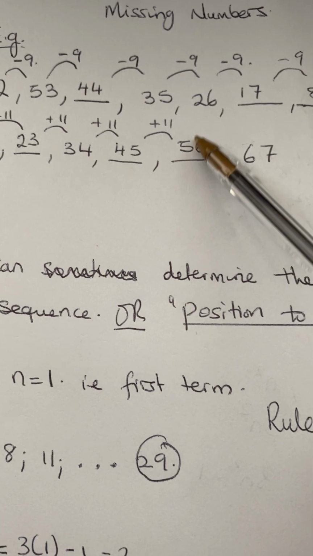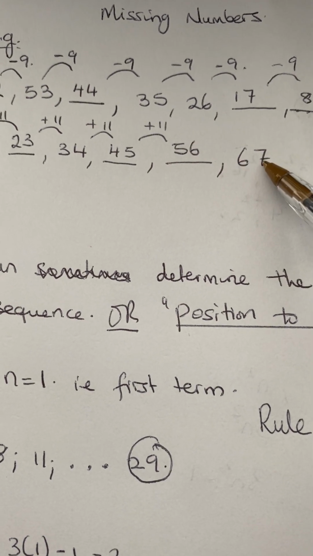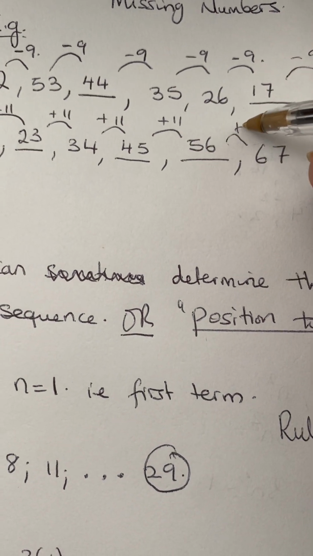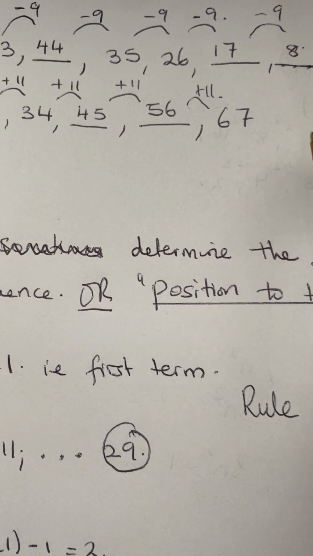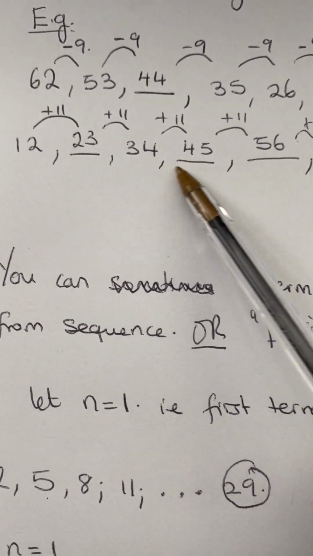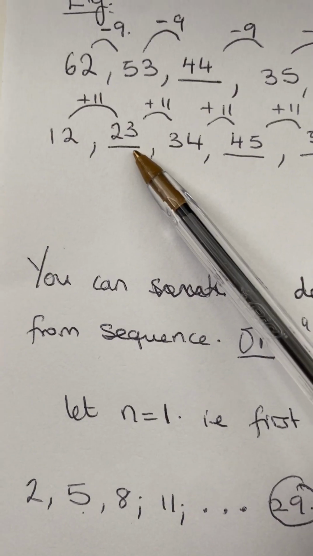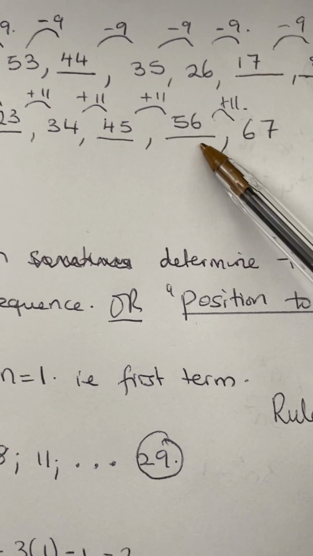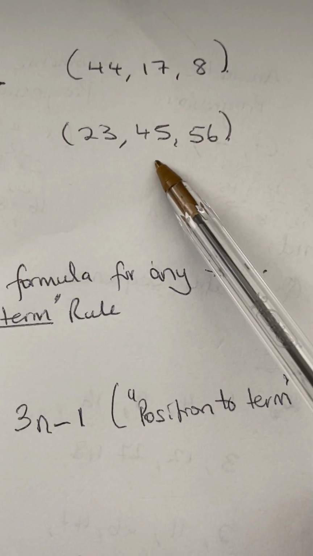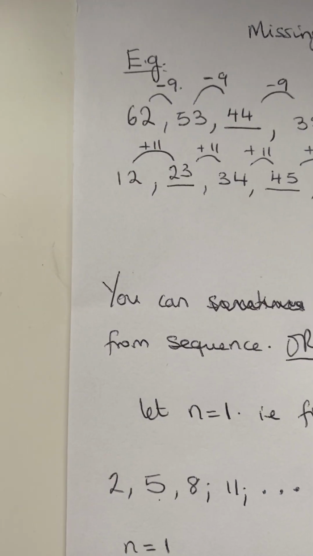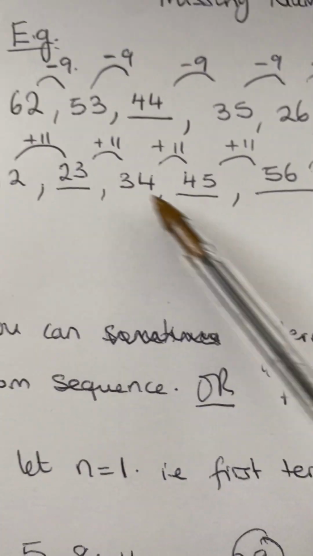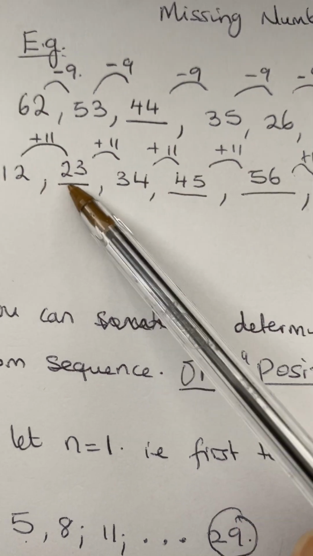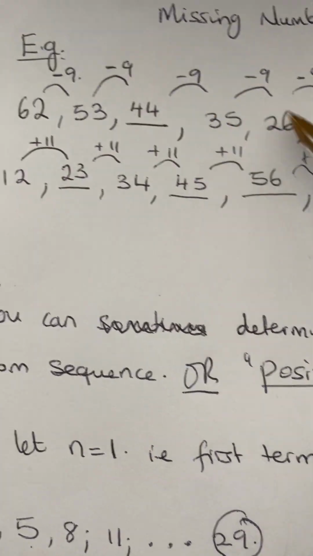So I found 23, I found 45, add 11, 56. Add 11, 67. So the rule here is add 11, and my missing numbers are 23, 45, 56. So there you go. In the exam, you just write it in the bar, but I wanted to show you how I found the missing numbers.